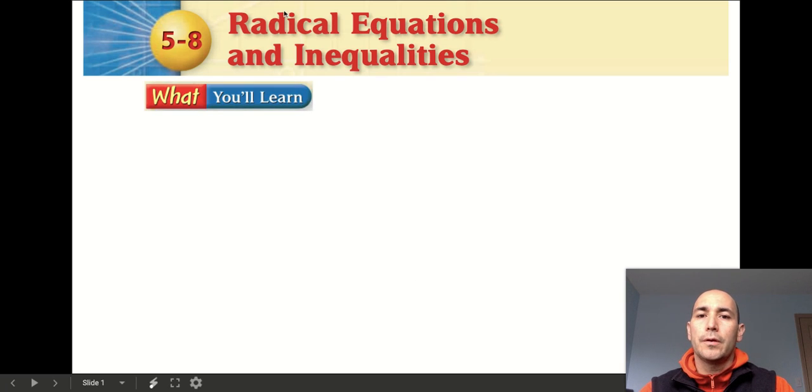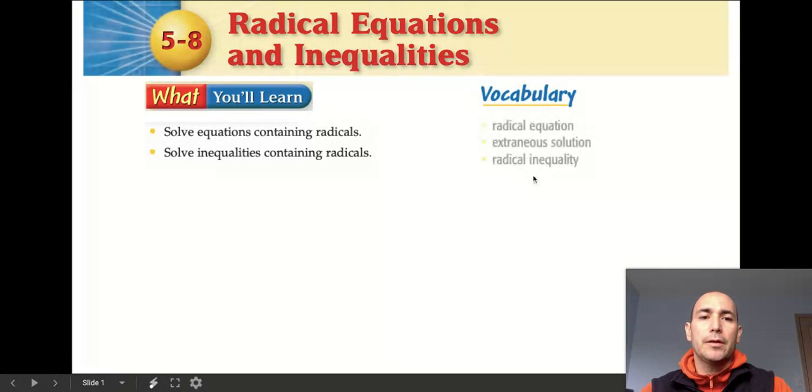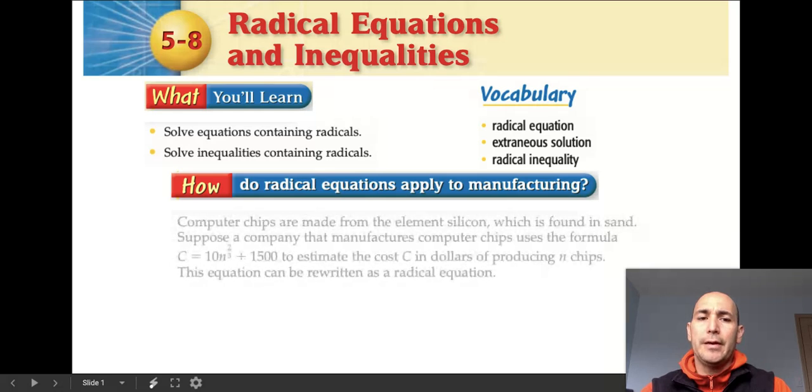All right, so we're going to be working on radical equations and inequalities. What we're going to learn is how to solve equations containing radicals and how to solve inequalities containing radicals. Vocabulary to keep in mind: what's a radical equation, what's an extraneous solution, and what is a radical inequality. So how do radical equations apply to manufacturing?